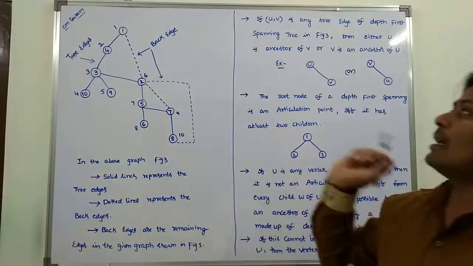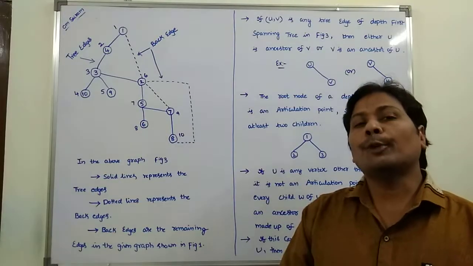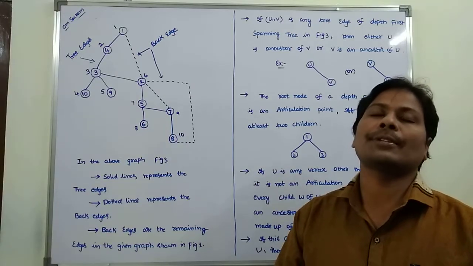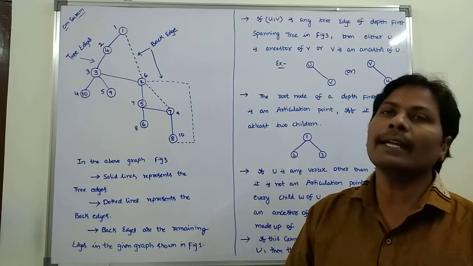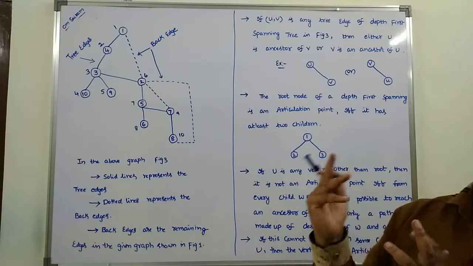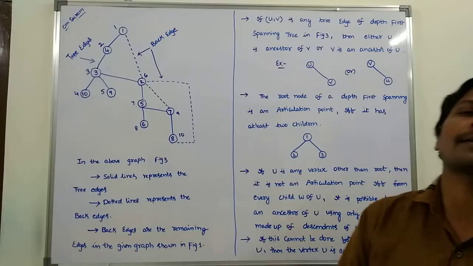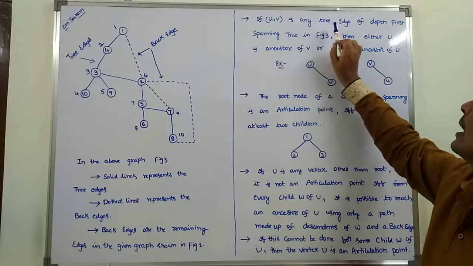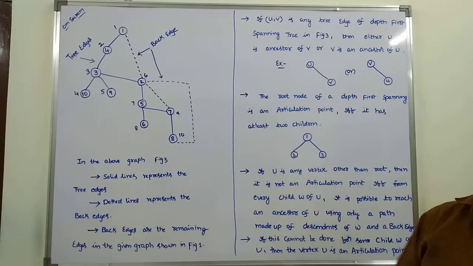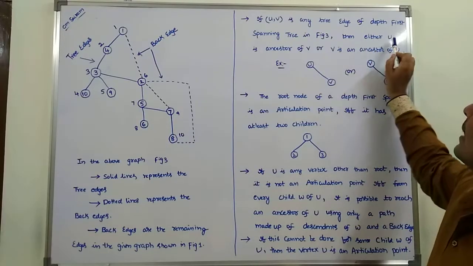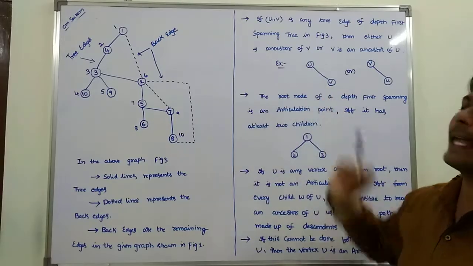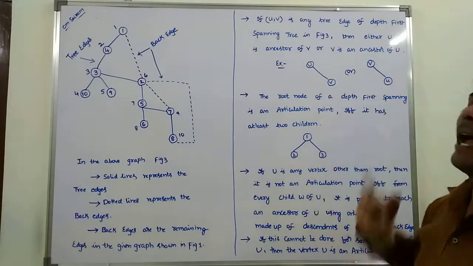Next, suppose (u, v) is an edge of a depth first spanning tree, then u is an ancestor of v or v is an ancestor of u. Both are correct. So if (u, v) is a tree edge of the depth first spanning tree, then either u is an ancestor of v or v is an ancestor of u.